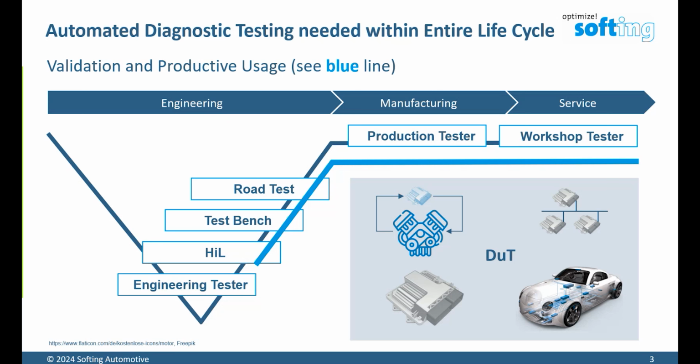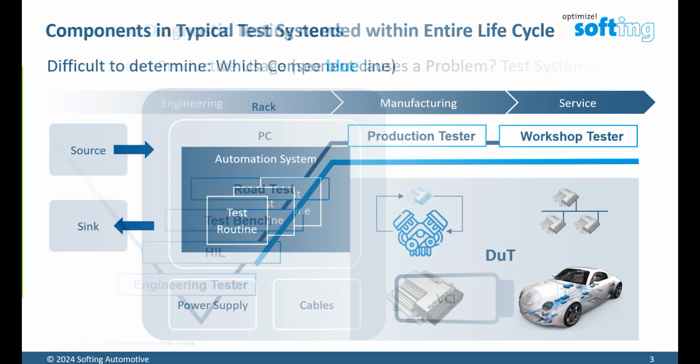And that can be one single ECU, or it can be a bunch of ECUs if you have a complete car, for example. On these testers, you see HiLs, test bench, road test, production test, and workshop testers. So they are there over the whole entire life cycle. And these testers need to be built up and also need to be tested, right? And a few things these testers have all in common, and that I will show to you now.